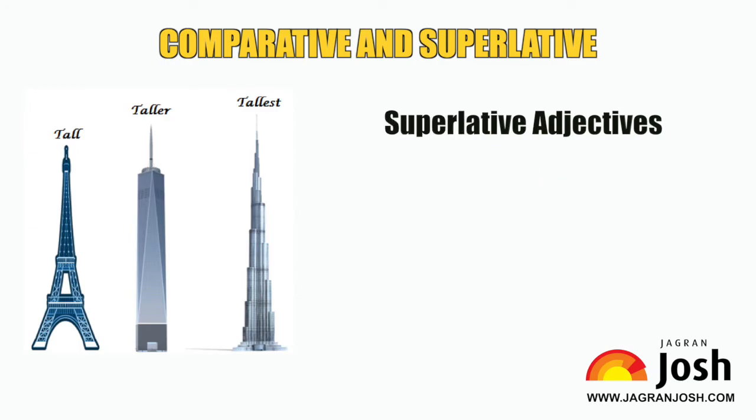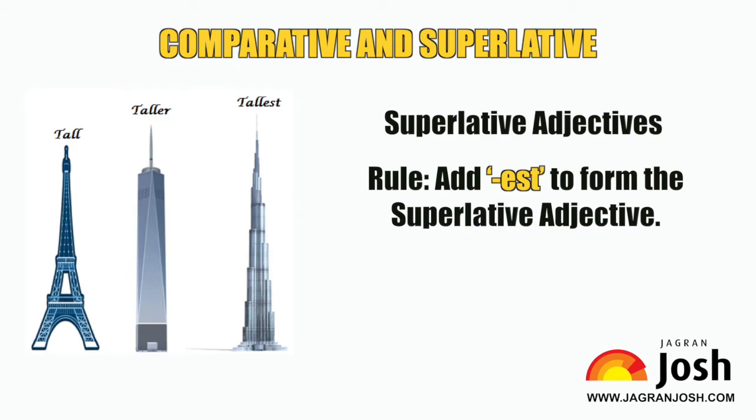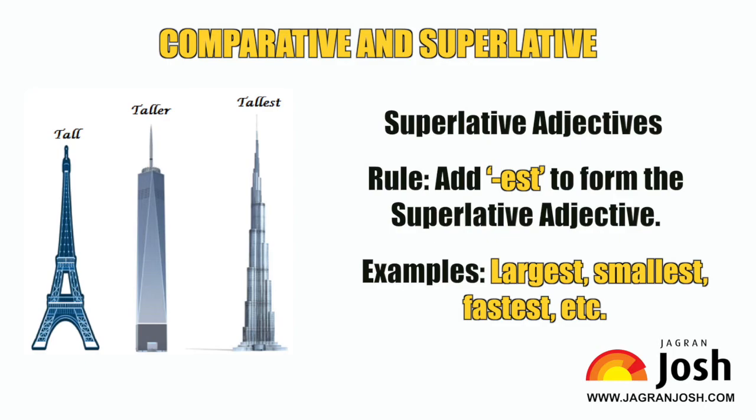Superlative adjectives: adjectives which are used to compare 3 or more nouns and describe the upper or lower limit of the object's quality. Rule: add est to form the superlative adjective. Examples: largest, smallest, fastest, etc.